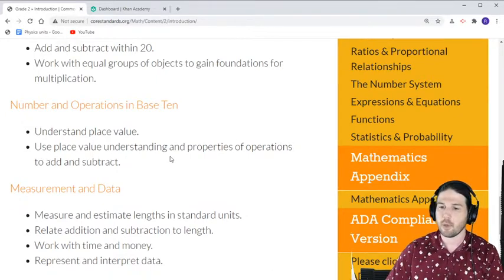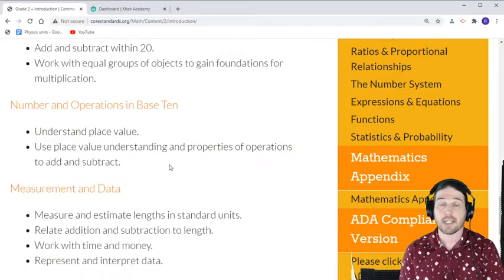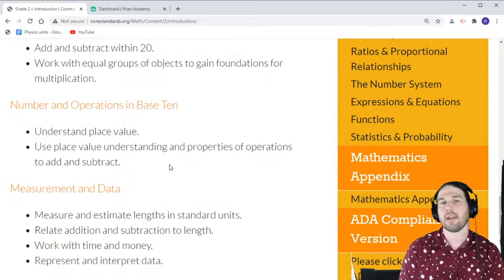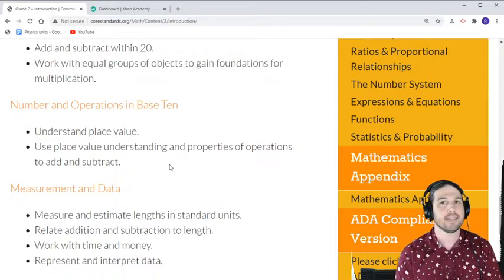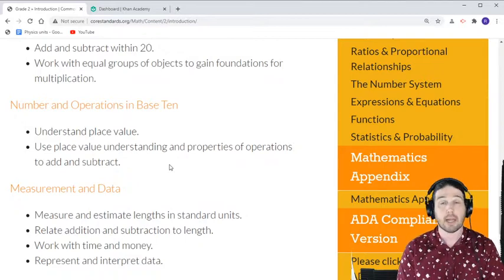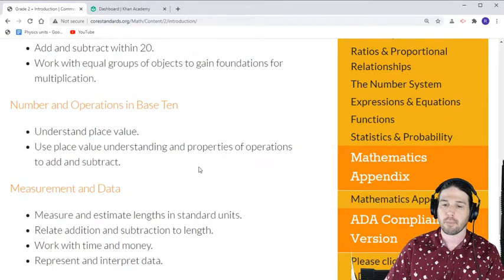Use place value understanding and properties of operations to add and subtract. So that's like adding the ones and carrying the one group of 10 and adding the tens and maybe carrying the 100 and blah, blah, blah, right? That's what we're talking about.